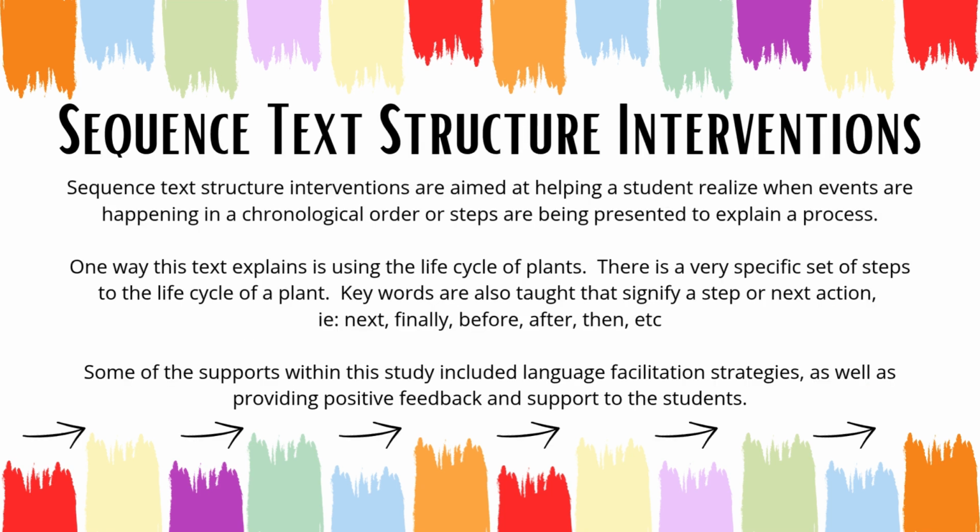Sequence text structure interventions. Sequence text structure interventions are aimed at helping a student realize when events are happening in a chronological order or steps are being presented to explain a process. One way this text explains is using the life cycle of plants. There is a very specific set of steps to the life cycle of a plant. Key words are also taught that signify a step or next action. Example: next, finally, before, after, or then.